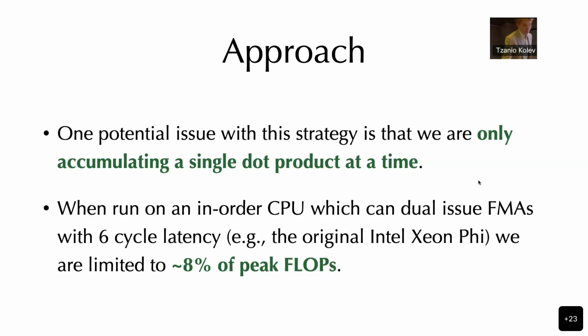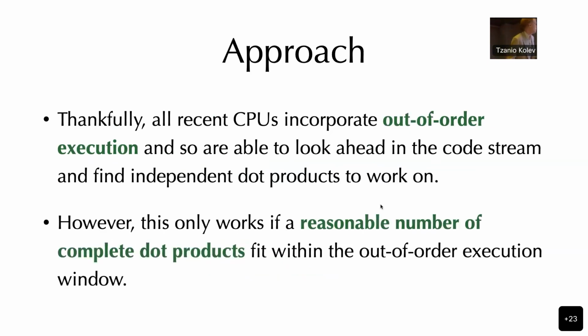So, the good news is that all recent CPUs incorporate a technology called out-of-order execution. In other words, as they're looking at the instructions to be executed, they're looking ahead, and they're trying to find other work to be getting on with. So while we may only be accumulating one dot product at a time, the CPU can see in the code stream, because everything is unrolled, that there are actually multiple independent dot products in that code stream, and it will start working on all of them in parallel. And it will do this without any user intervention required.